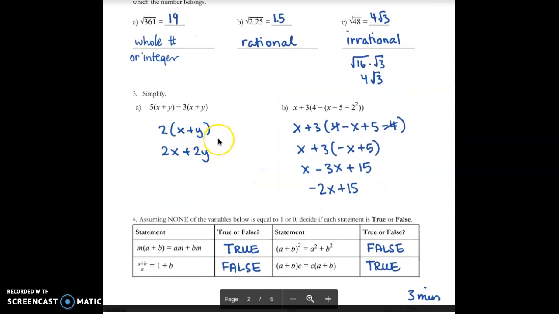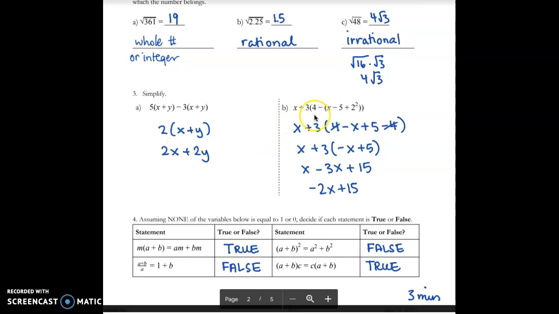Number 3, we were hoping that people would recognize this as 5 somethings minus 3 somethings to give us 2 somethings, and then distribute the 2 to get your final answer of 2x plus 2y. If you just distributed the 5 and the -3 over the sum x plus y and still got 2x plus 2y, then that's full credit. But again, we're looking for making use of structure in algebra.